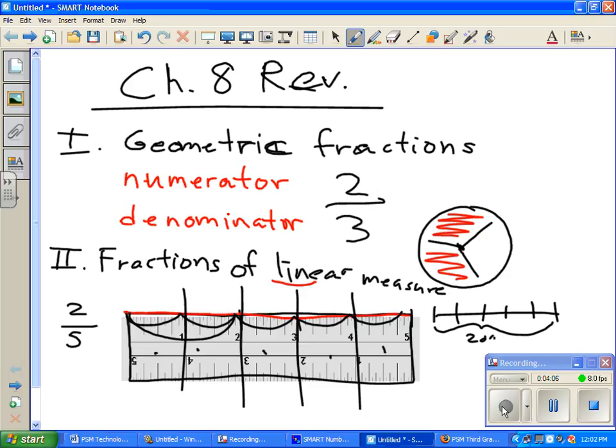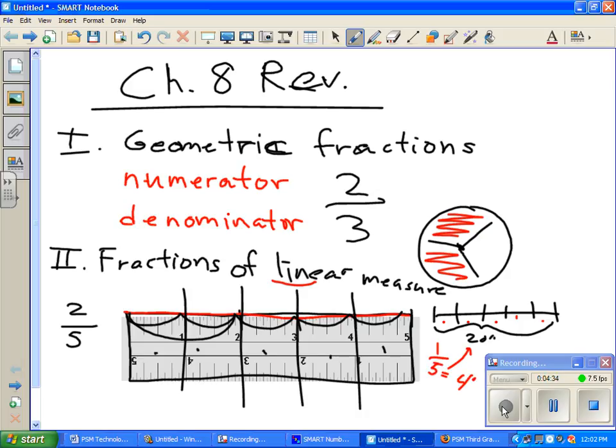Let's see. Count with me, children. 4, 8, 12, 16, 20. Do it again, so I can actually make marks on the board. Thank you, that was perfect. 4, 8, 12, 16, 20. So each of these sections is worth 4. Good job, Capri. 1/5 of this ruler here would equal 4.